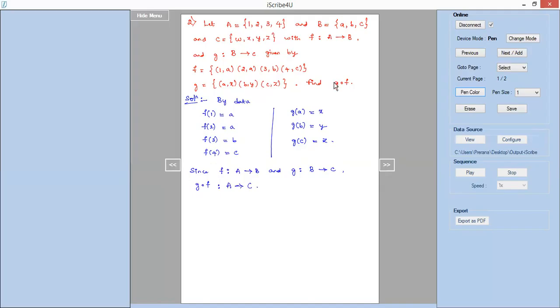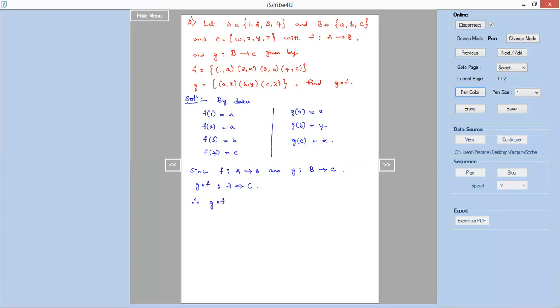So we have to find g composition f, which means we have to write it down in the ordered pair form, as we have seen for the functions f and g. In the same manner, we should now be able to write down g composition f. To obtain that, we obtain g composition f on all the elements of the set A, because g composition f is a function from A to C. So we have to apply g composition f on all the elements of the set A. So we will do that one by one.